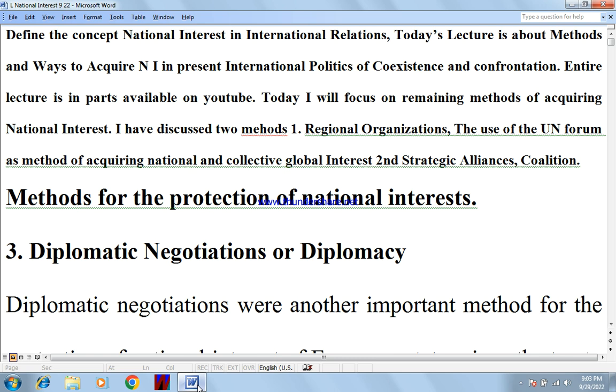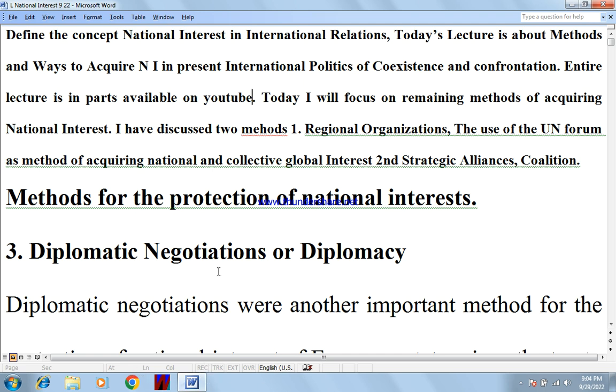I have discussed two methods. One, regional organization, the use of UN forum as a method of acquiring national and collective global interest. Second, strategic alliances, coalitions, and regional alliances.